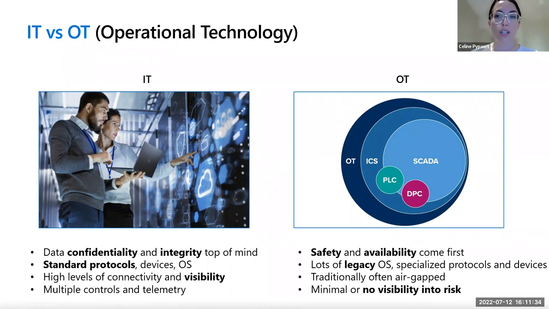Availability is really top of mind, to the point that security has often been more of an afterthought. There's also the issue that there's a lack of skills. Not every organization that has an OT environment will have an OT security person. Sometimes you just have one person that takes care of the OT and wears many hats, right?